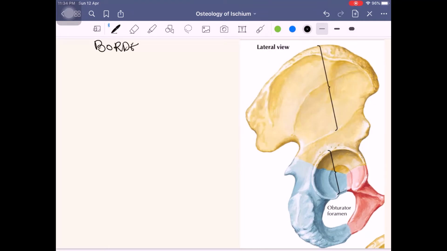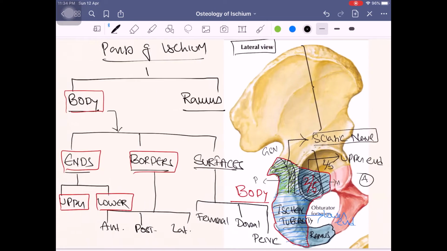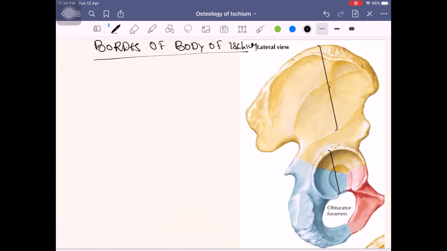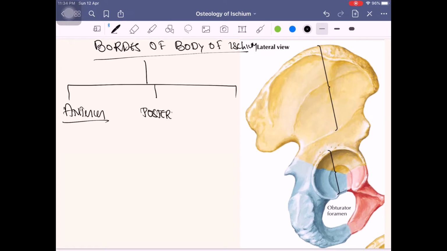We're doing the borders of the body of the ischium. These are the borders of the body of the ischium. See again, we are here doing the body, and under the body we are doing ends, borders and surfaces. Now we are doing the borders under the body. So I said there are three borders. What are the three borders I mentioned? There is an anterior border. In anatomical position, once you know how to hold the bone in the anatomical position, then you will get all these borders. Posterior border, and there is a lateral border.